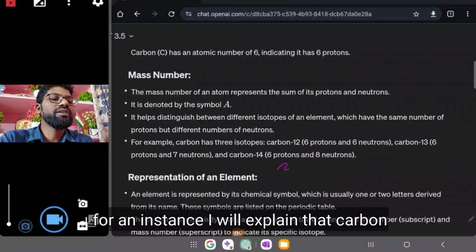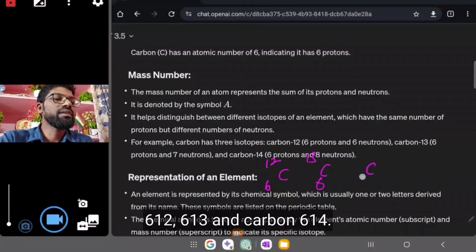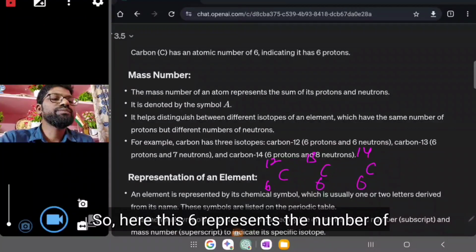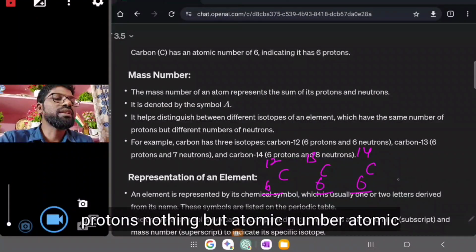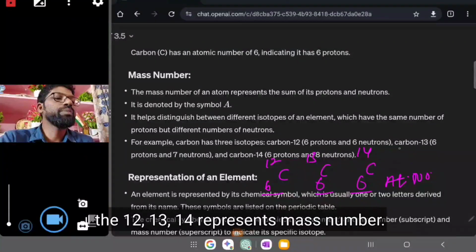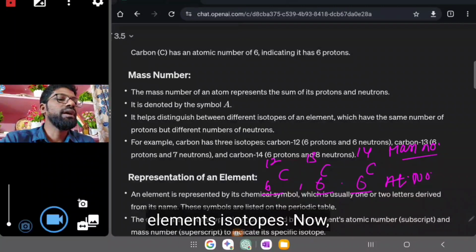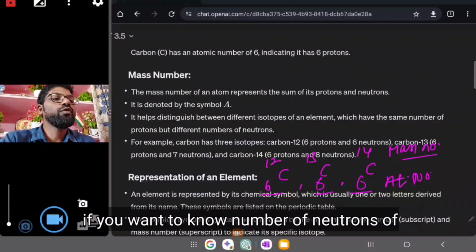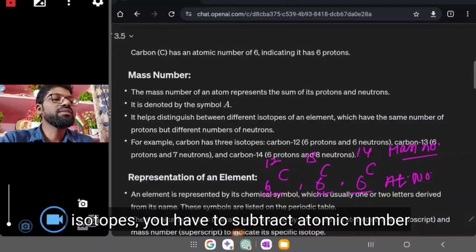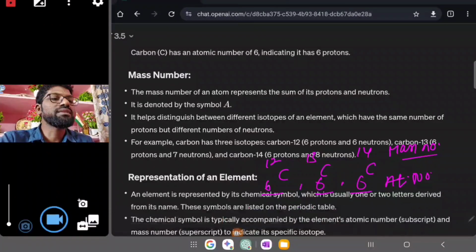Okay. So, just for an instance I will explain that. Carbon has 3 isotopes: carbon 12, 6C12, 6C13 and 6C14. Here this 6 represents the number of protons, nothing but the atomic number, and the 12, 13, 14 represent the mass number of these isotopes. Now, if you want to know the number of neutrons of these isotopes, you have to subtract the atomic number from the mass number. See, first one, 12 minus 6.